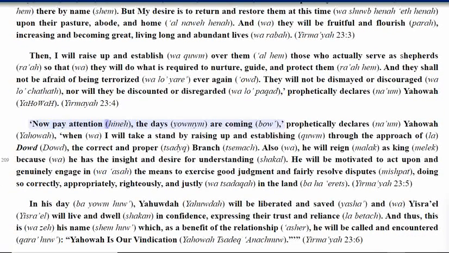Now pay attention, Hine, the days, Yaumim, are coming, Bo. Prophetically declares, Naum, Yahowah, Yahowah, when, Wah, I will take a stand by raising up and establishing, through the approach of, Dowd, the correct and proper, Zadik, branch, Zmak. Also, Wah, he will reign, Malak, as King Helek, because, Wah, he has the insight and desire for understanding, Shekel. He will be motivated to act upon and genuinely engage in, Wasar, the means to exercise good judgment and fairly resolve disputes, Mishpat, doing so correctly, appropriately, righteously, and justly, Wazardaka, in the land, Baha Eres.